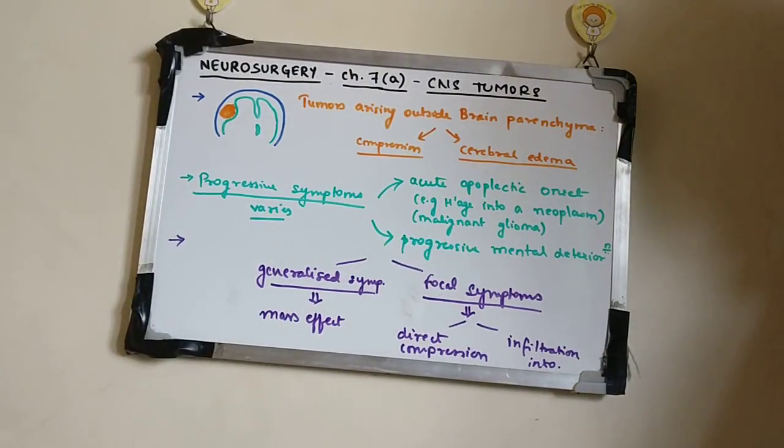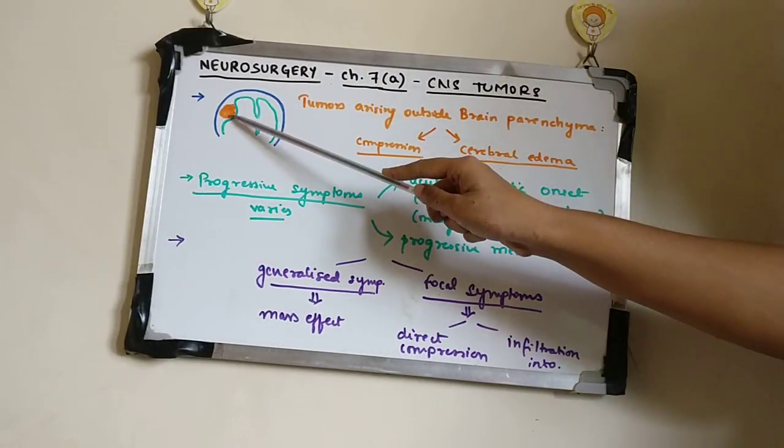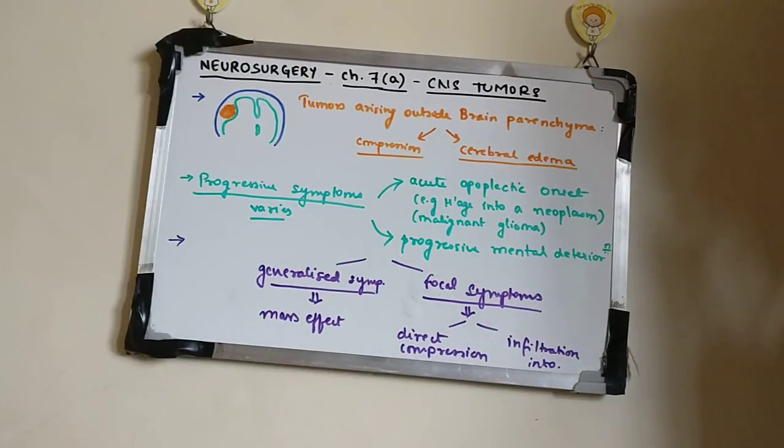These tumors present only as a mass. They can have focal symptoms, like if this is going to compress on the premotor or the primary motor cortex, it is going to produce weakness. If it is compressing on the sensory cortex, it is going to produce sensory symptoms.